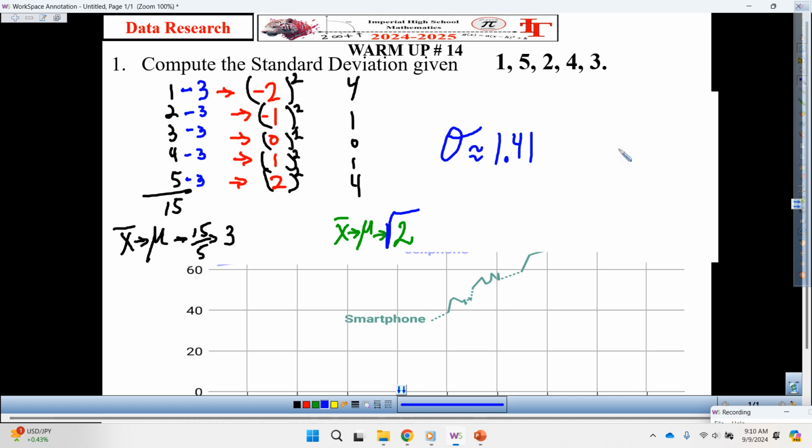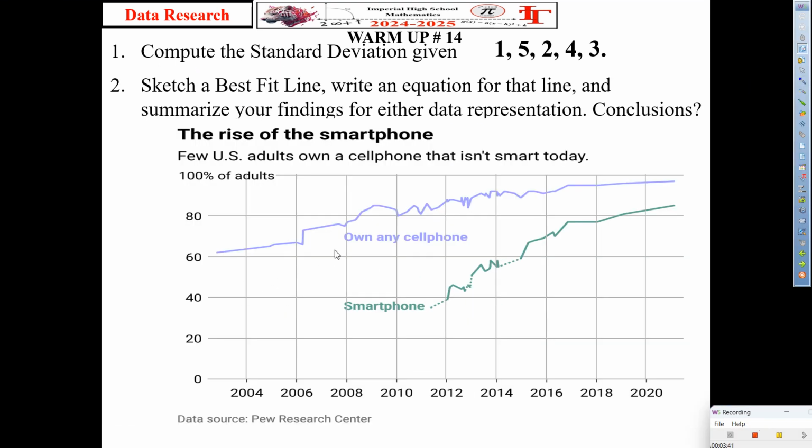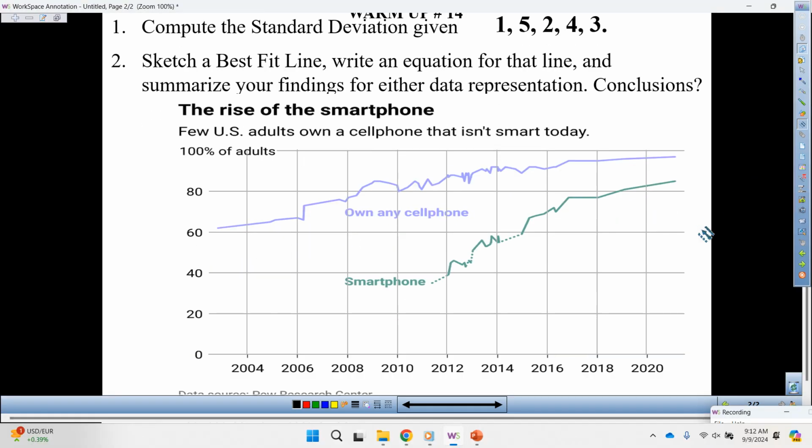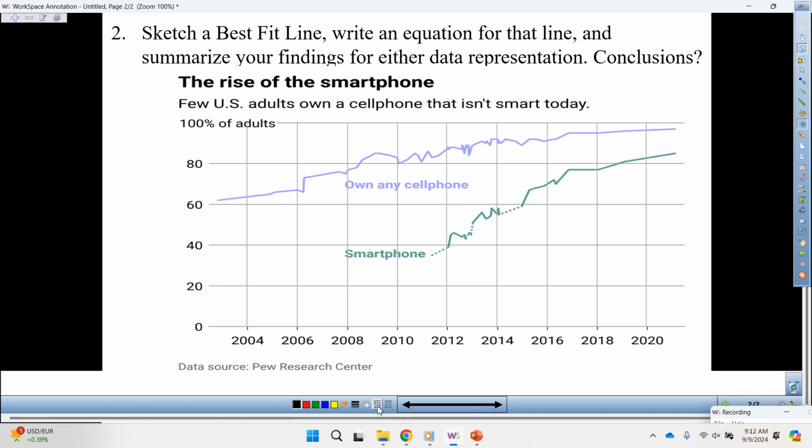All right, let's go. We got this. But I'm interested in number 2 as well. Show your neighbor which one you drew a line for. Is it for own any cell phone or smartphone? Which one did you use? Right, Clarissa's got it. Very good, Clarissa.